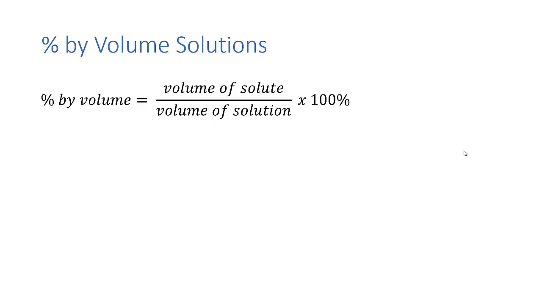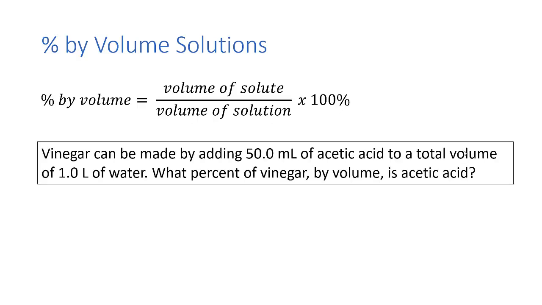The next type of math that has to do with solutions is percent by volume. And percent by volume is very much just what it sounds like. It's the volume of the solute divided by the volume of your solution. So if we have something like vinegar, vinegar is really just acetic acid. So if you have a bottle of vinegar in your fridge or in your cupboards, vinegar is simply acetic acid that's been diluted with water. So your solute is acetic acid and your solution is your water plus your acetic acid.